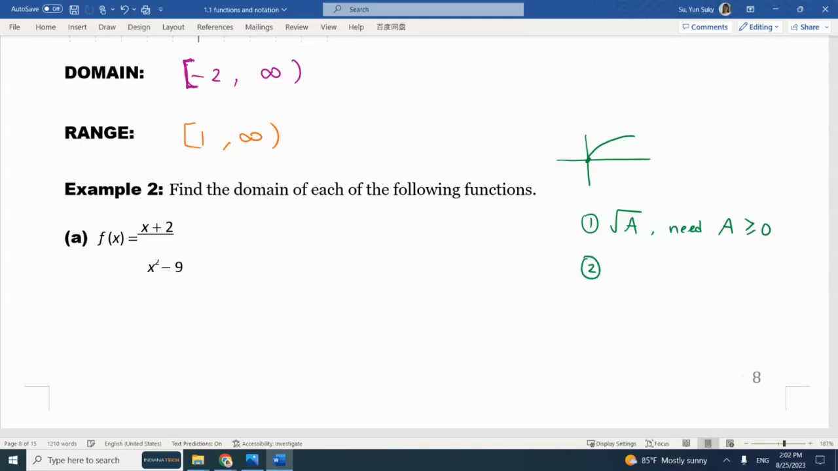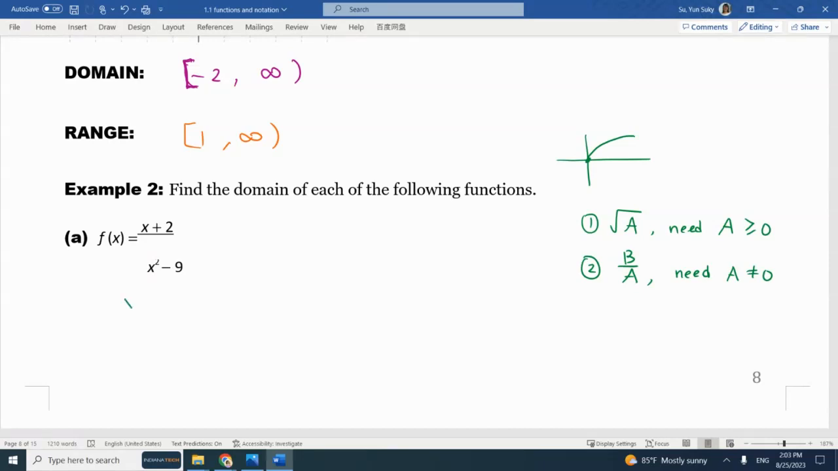And the second thing is when you see a fraction, what do you need about the denominator? It cannot be 0, right? Denominator cannot be 0. Do we have any restriction on the numerator? No, we just care about the denominator. So these two special functions have restricted domain. Now let's look at our problem. This is a fraction, right?